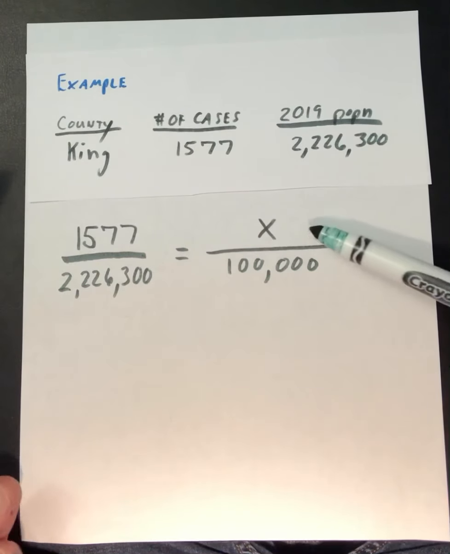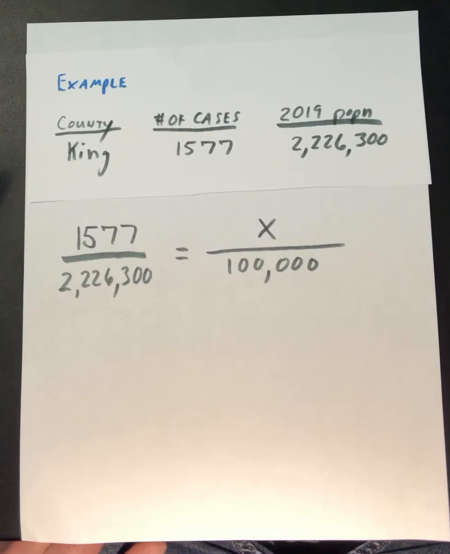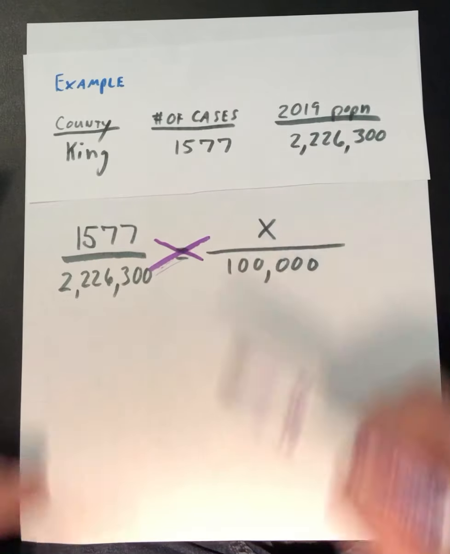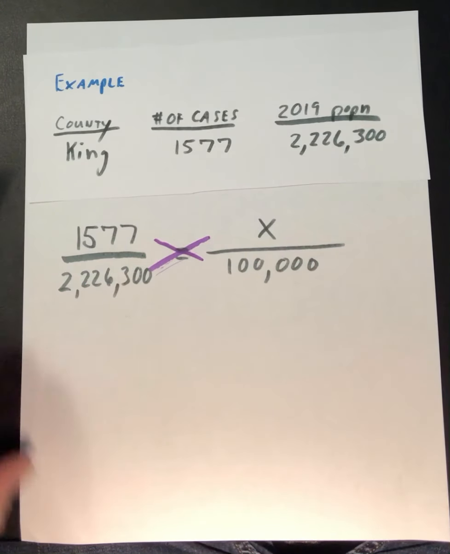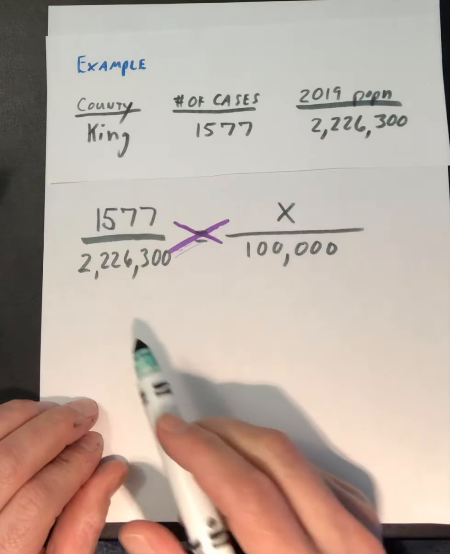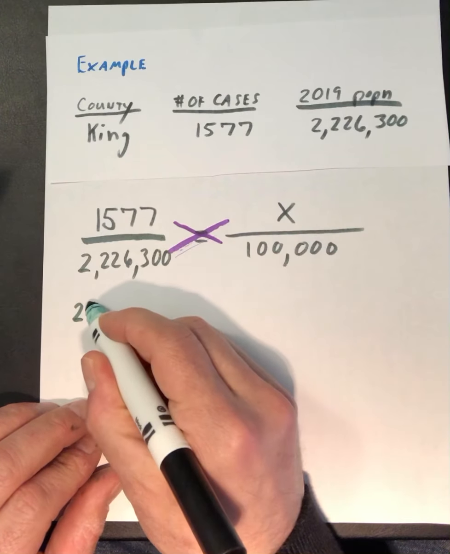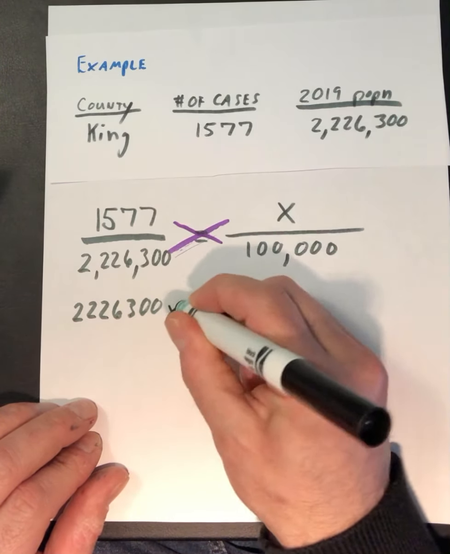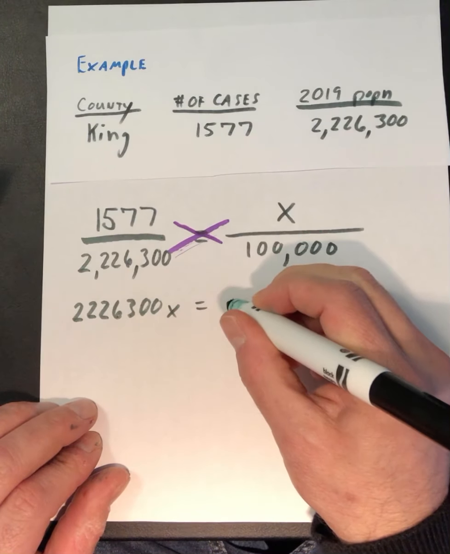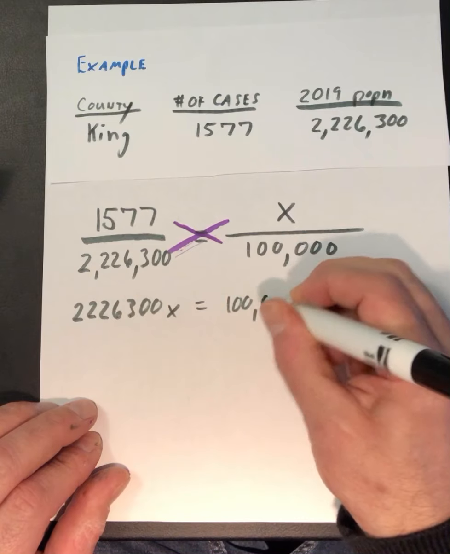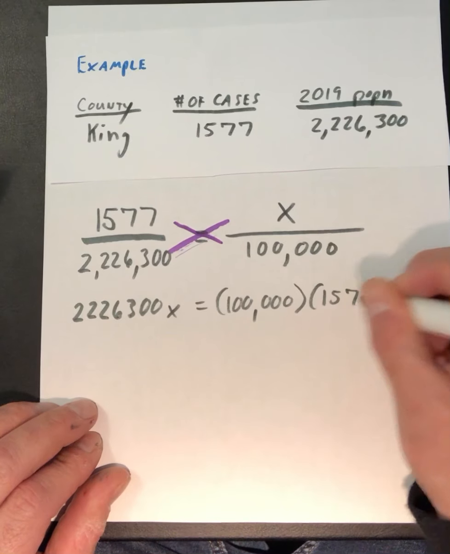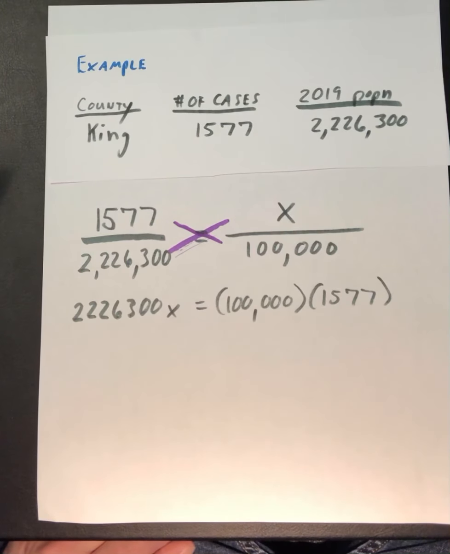Now, how do we solve for X? We use the hot dog method, or in this case, you probably use the word cross multiplication. So basically, you're going to take these times these. Let's see what that looks like. I'm going to take 2,226,300 X equals 100,000 times 1,577. I told you these get pretty big.